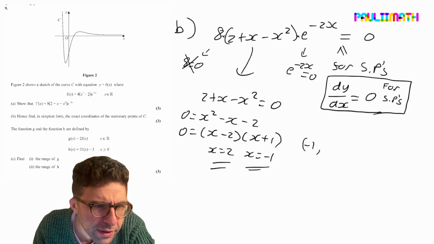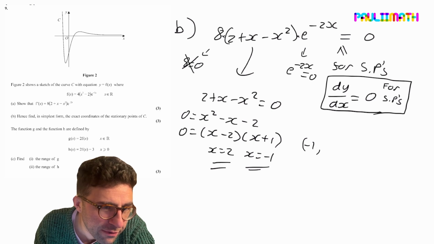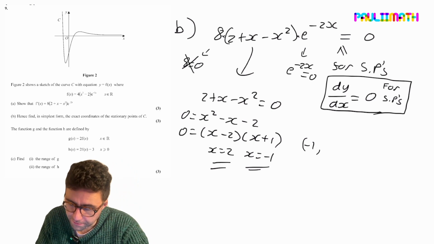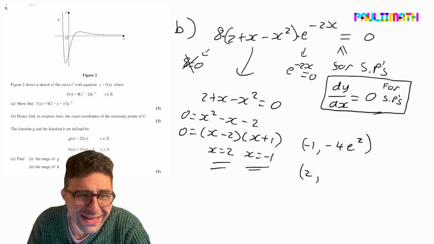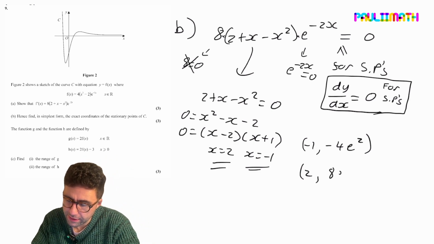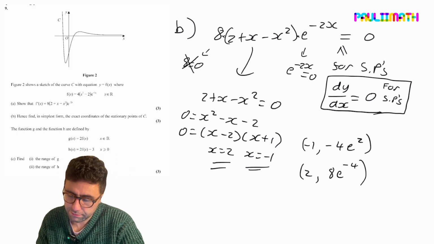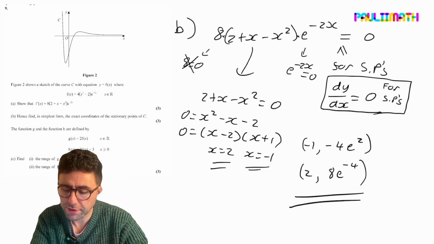For minus 1, you would get minus 1 squared is 1. Minus 2 is minus 1. Multiply it by the 4, minus 4. And e squared, because you've got 2 times minus 1. Minus 4e squared. Wow. And for x equals 2, you put that in, x squared is 4, minus 2 is 2, and you get 8. 8e to the minus 4. So, got our answer to part B for the exact coordinates of the stationary points.